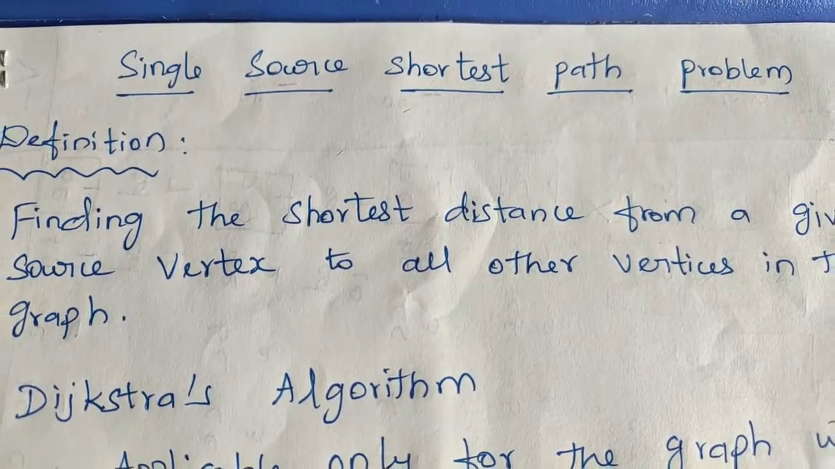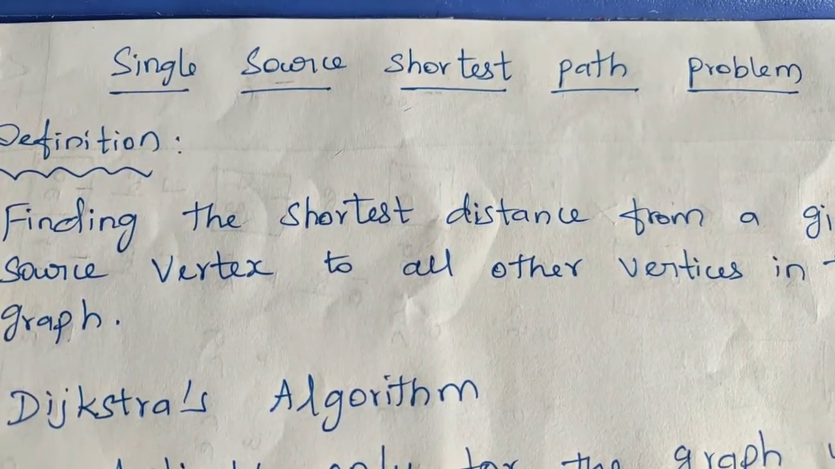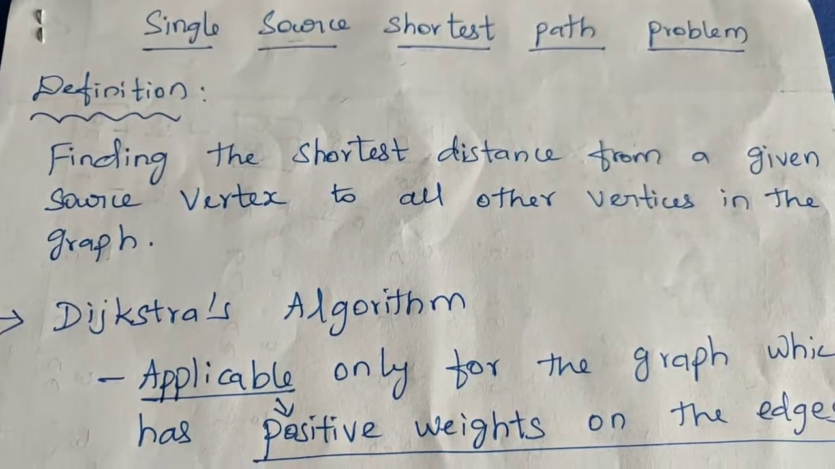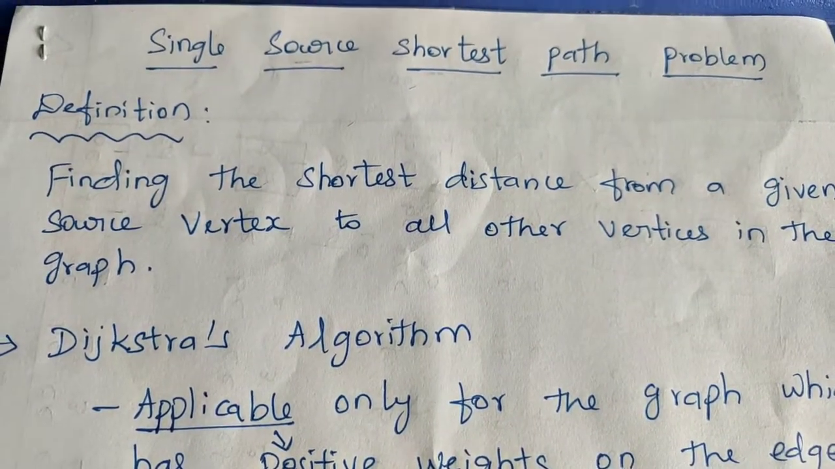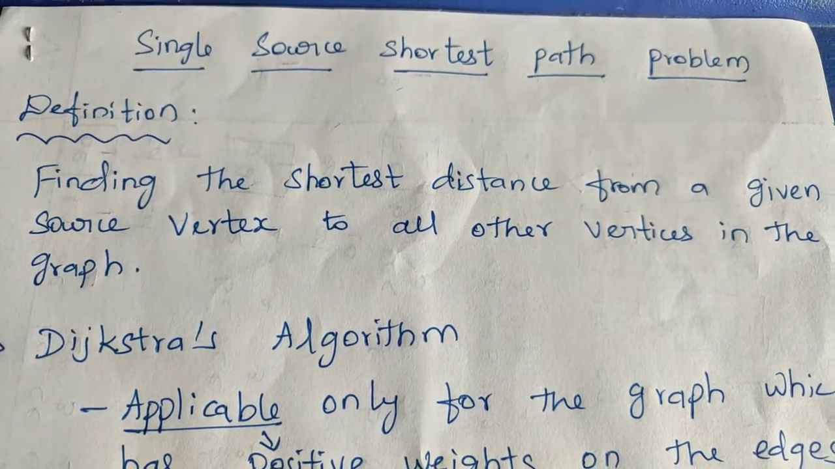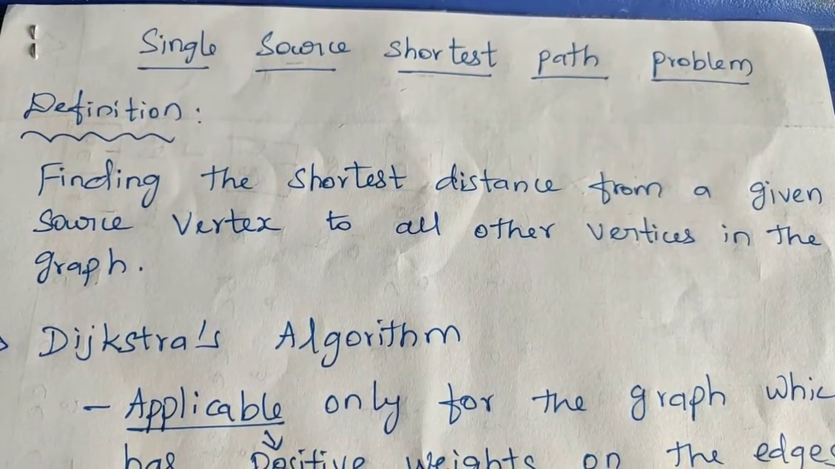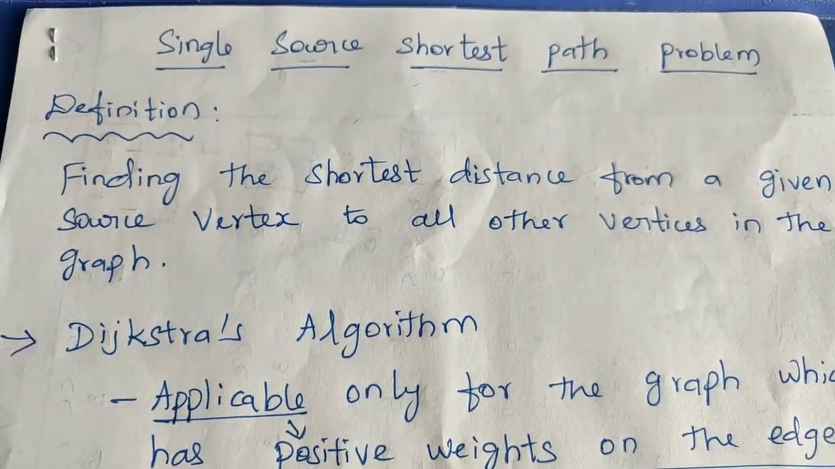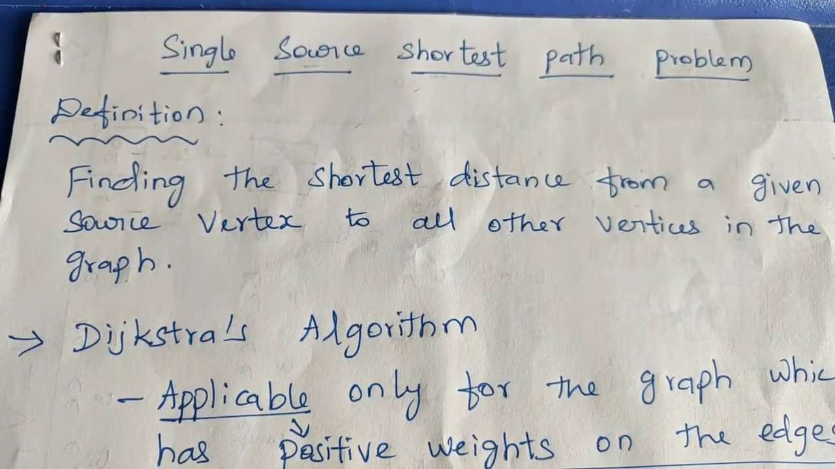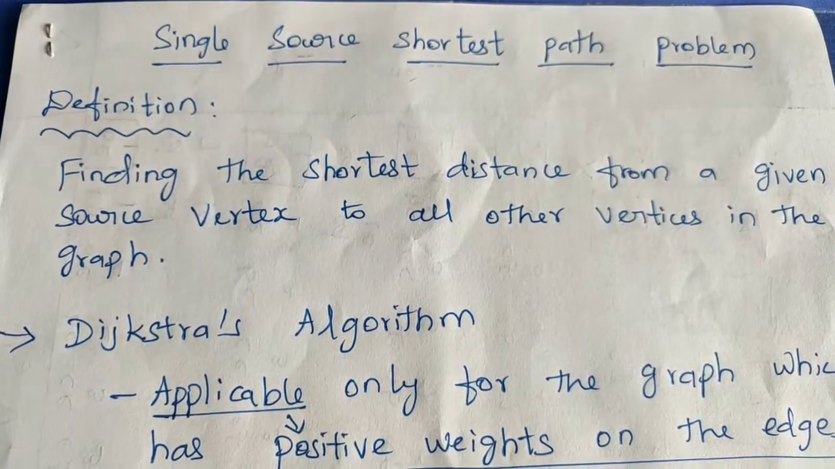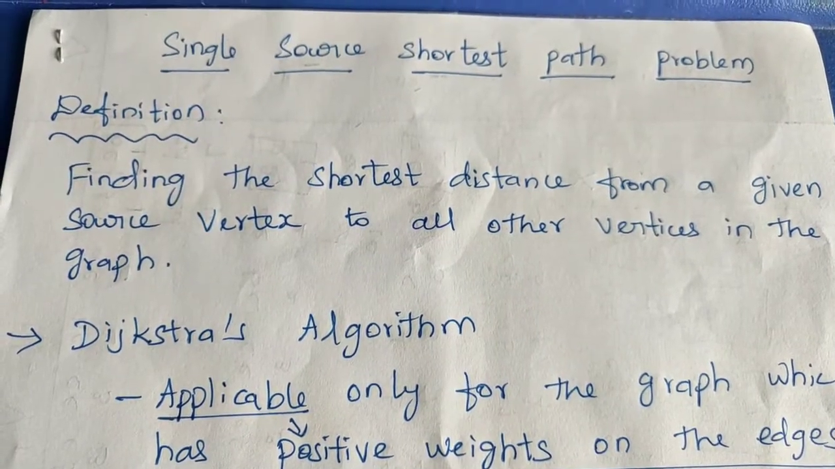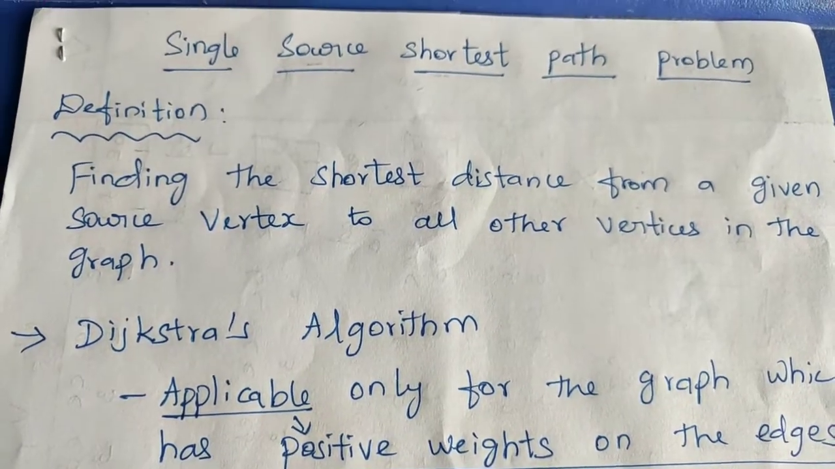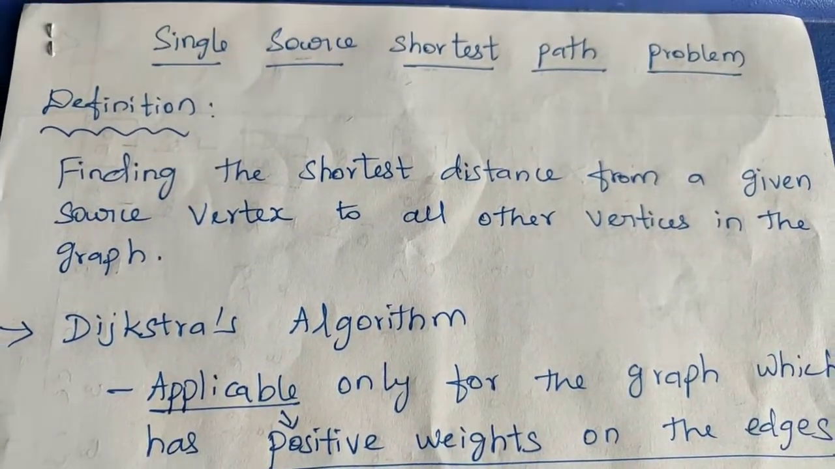The next topic we are going to see under the greedy method is the single source shortest path algorithm. This problem can be stated as finding the shortest distance from a given source vertex to all other vertices in the graph. That means you will be given a weighted graph. You need to select any one vertex as the source vertex, and start finding the shortest distance from the selected source vertex to all the other vertices present in the weighted connected graph.